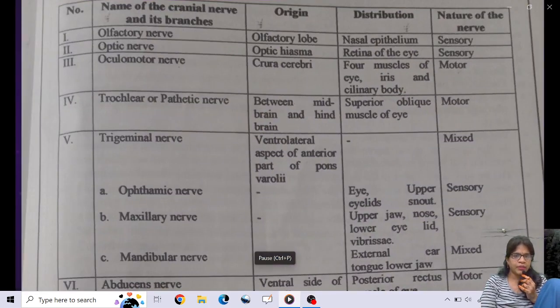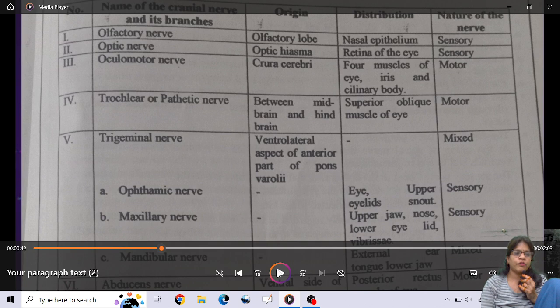These are the olfactory nerves that arise from the olfactory lobes of the anterior part of your forebrain, and they distribute to your nasal epithelium, and the nature of the nerve is sensory. The optic nerve is present near your midbrain, the mesencephalon. This midbrain has 4 optic lobes, which you call the corpora quadrigemina, and the origin is from the optic chiasma, which reaches the retina of the eye, and again it is a sensory nerve.